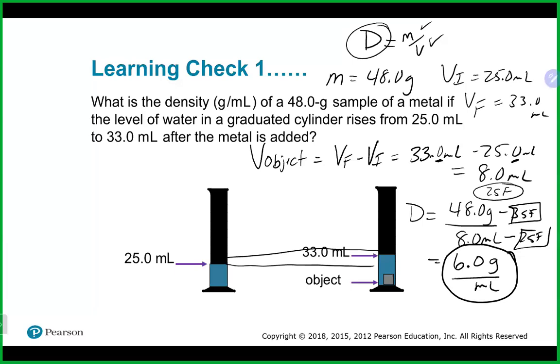So again, it's important to keep track of those sig figs as you go through it, and also units as well. So make sure you have units on everything. And in this case, they don't cancel, so you've got to keep them around at the end there.